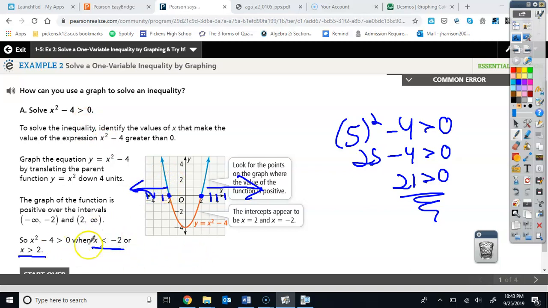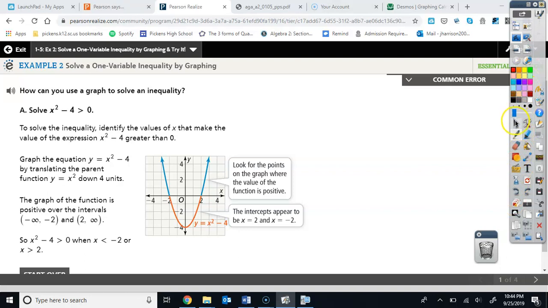So that's what we mean when we talk about this interval notation or this set notation, that the left side of the graph is going to give me positive answers. The right side of the graph this way is also going to give me positive answers. That's greater than 0. So you can use a graph to also help you solve inequalities.